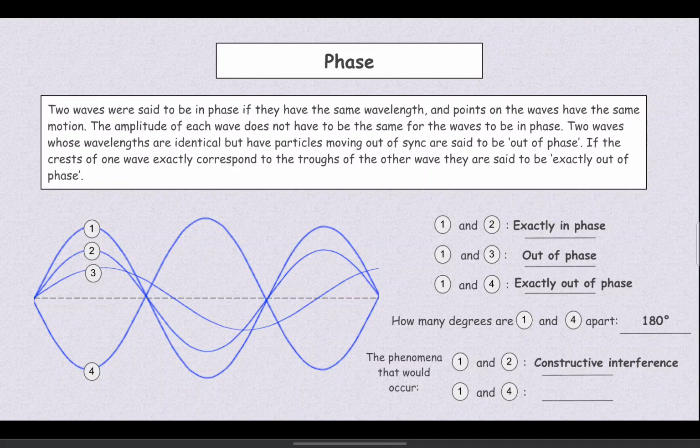Whereas at points 1 and 4, as they're exactly out of phase, this would be destructive interference, or where two waves, the best way I'd think about it is two waves negatively interfere with each other to shorten the amplitude of the wavelength for subsequent waves.